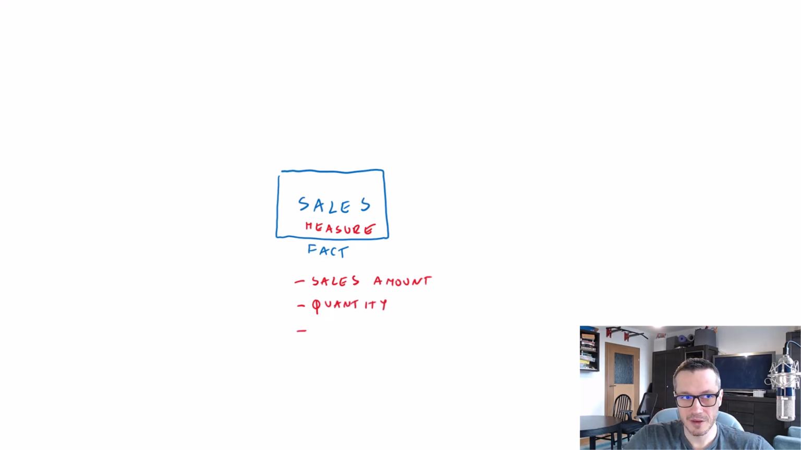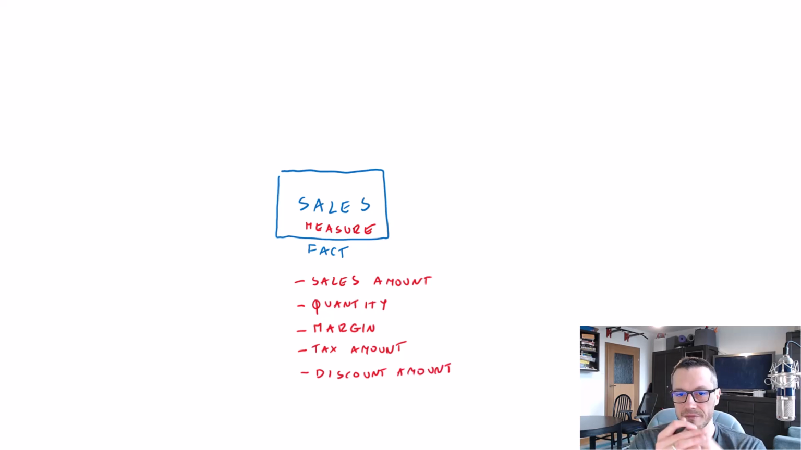We might have another measure, a thing that we want to measure and later analyze, like what was the margin of our sale. Or maybe what was the amount of tax associated with a given sale. All of this stuff is a numeric value that you would like to later analyze. Or maybe what was the discount amount that was applied in the case of a given sale. Alright, so a fact is simply something that you want to measure.